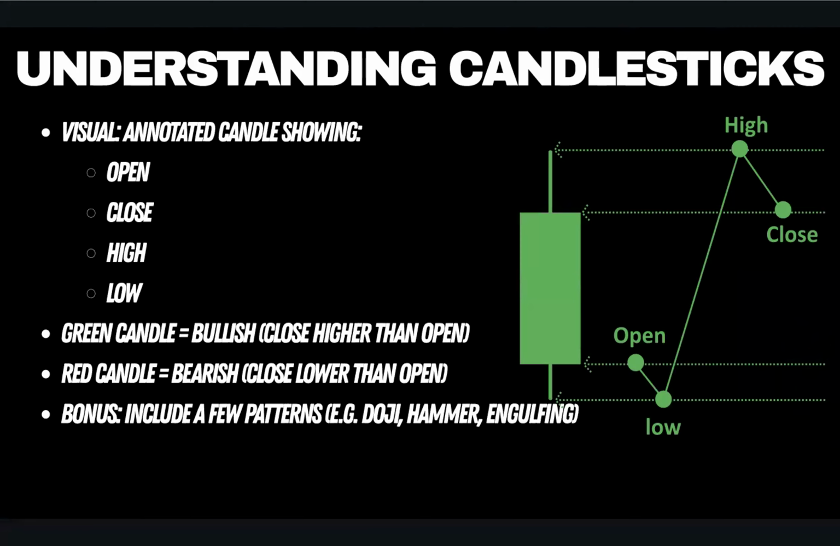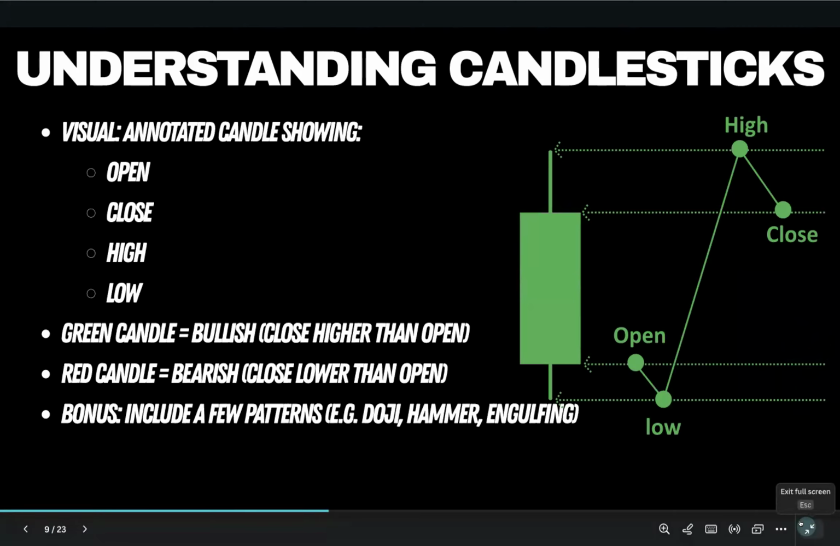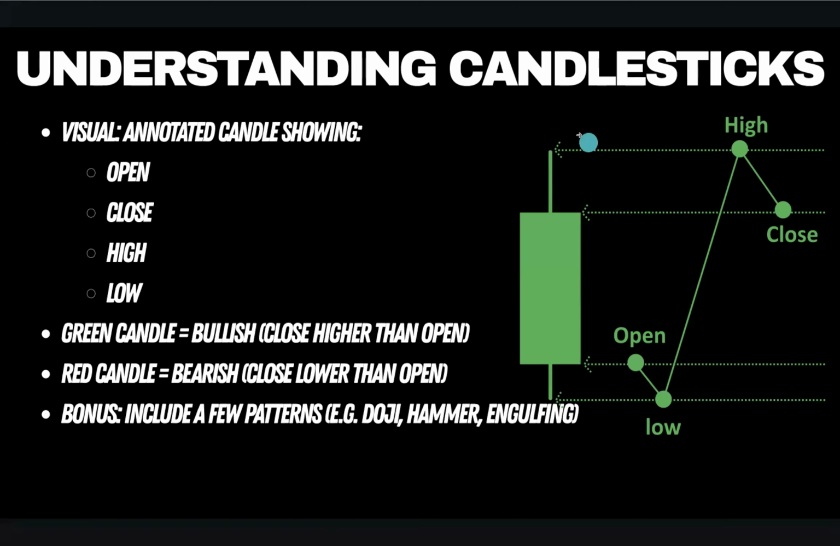Now, understanding candles. The visual annotation of candlesticks shown here. So you've got the open, close, high, and low. Your high is going to be the top of the wick. This right here is called the wick, just like an actual wick on a candle. That top is going to be your high. Right here at the bottom of the wick is going to be your close for the day. Then you go down right here. This is where it's going to open at the bottom of the wick. This is your open, and then this is going to be your low for the day.